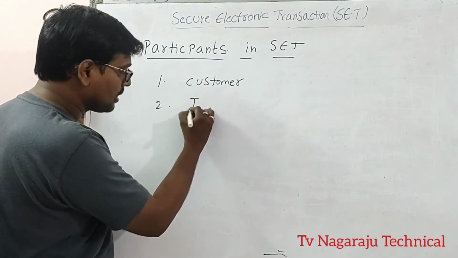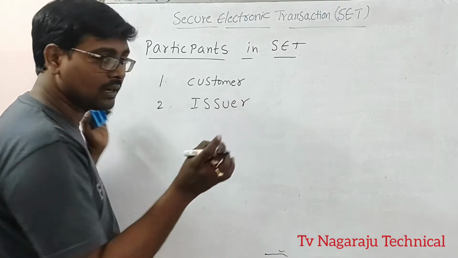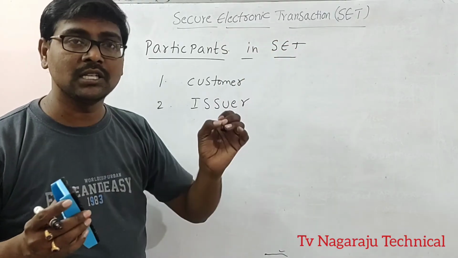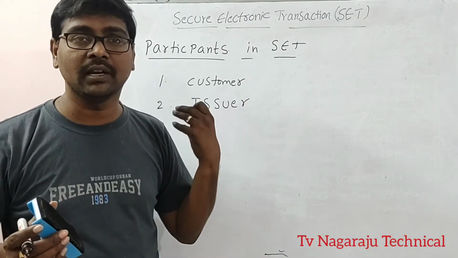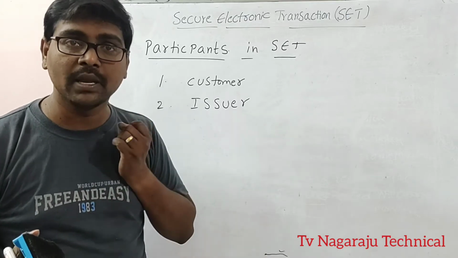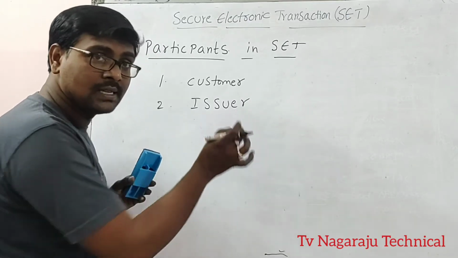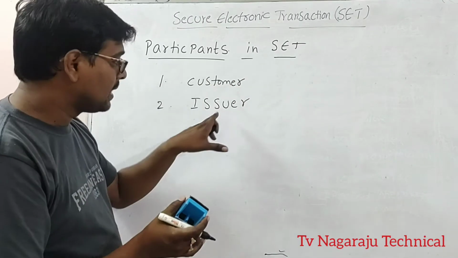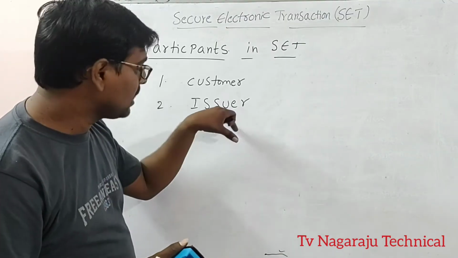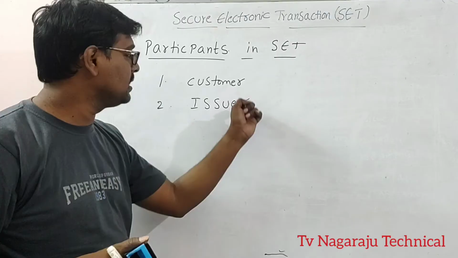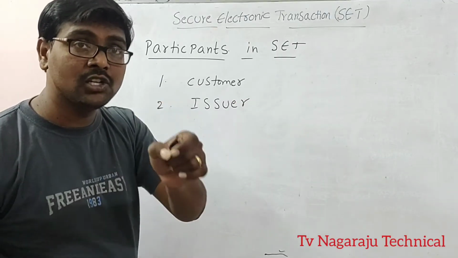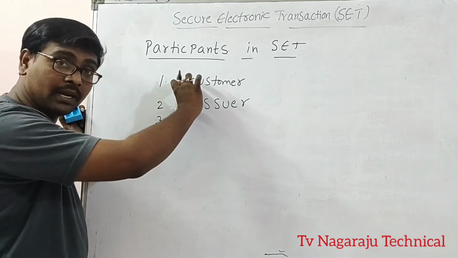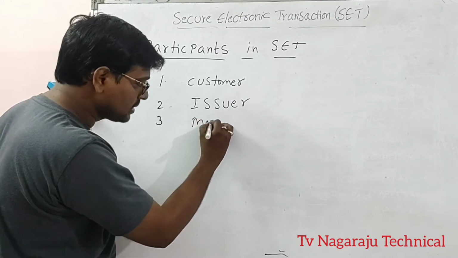Now the second one is issuer. Suppose I am the customer and I would like to purchase a product. At the time of purchase, I use a credit card, for example an SBI credit card. Issuer means the financial institution of the customer. That means the credit card I am using is issued by one bank, and that is the issuer. The financial institution of the customer is the issuer. Okay, from my side it is okay.